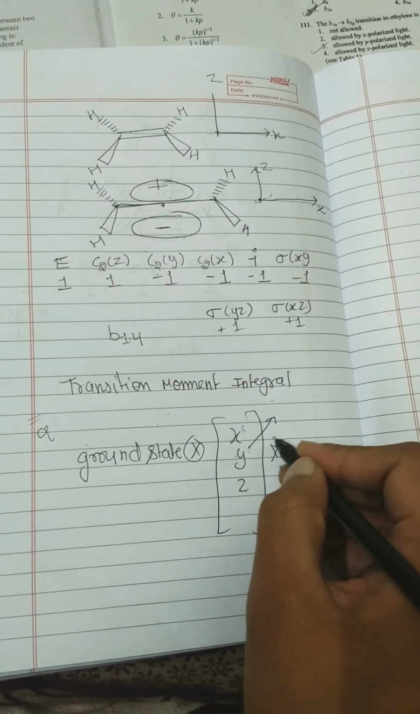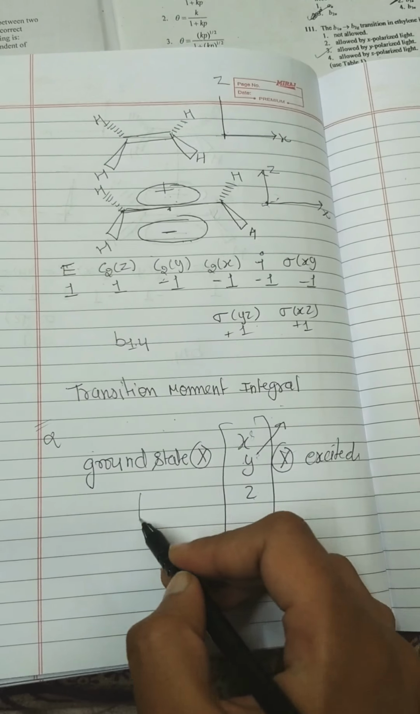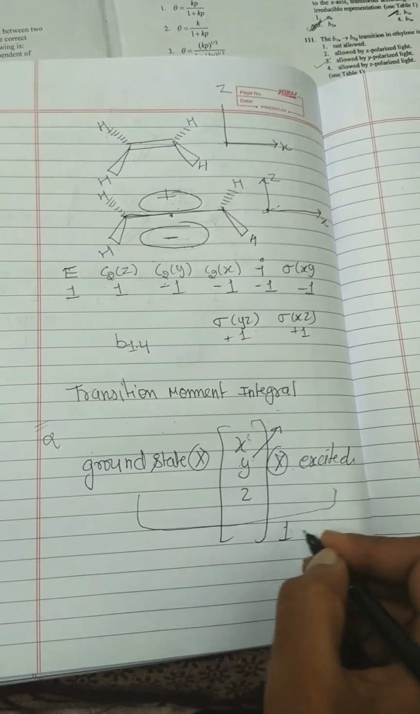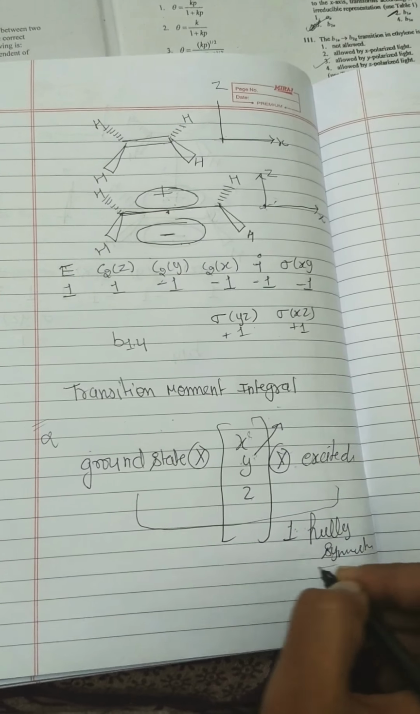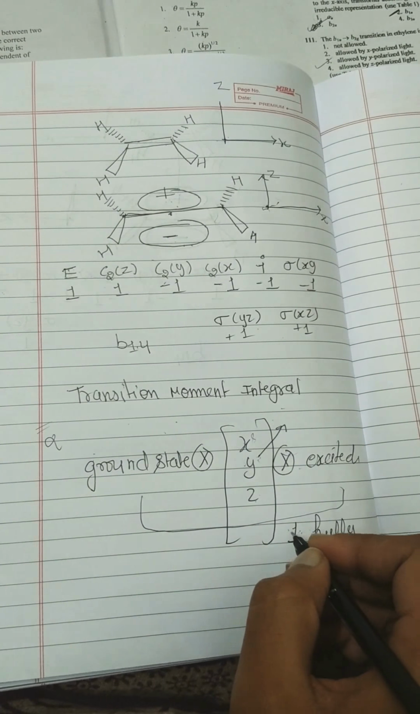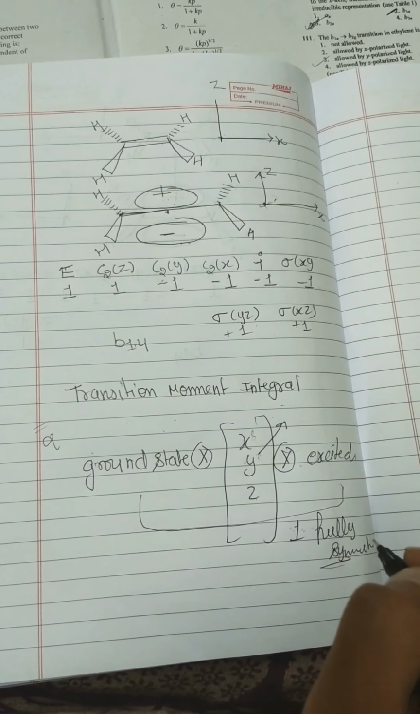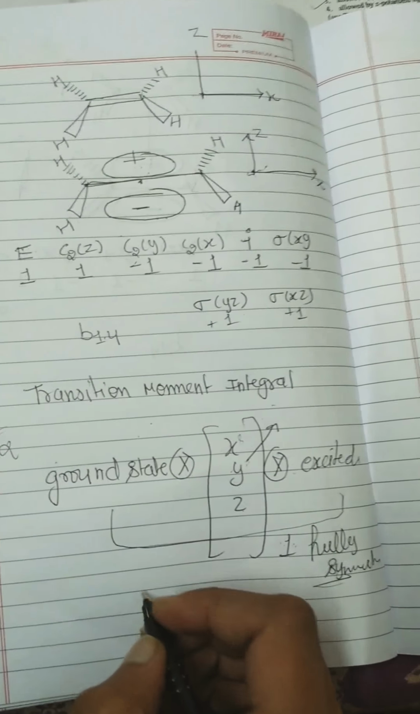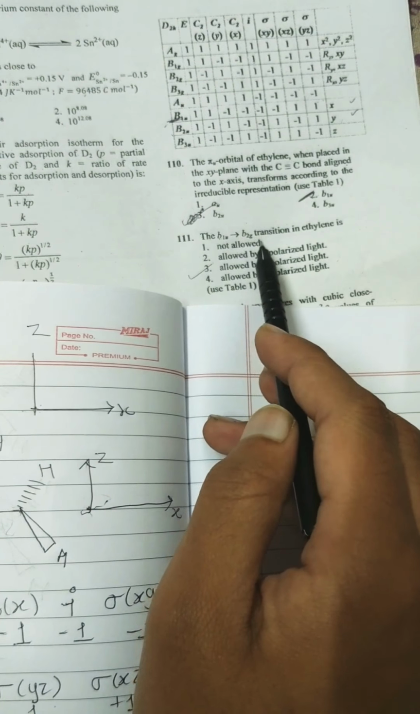Direct product with the excited state. So this total product should come out to have at least one fully symmetric irreducible representation. We have to check that we are getting at least one fully symmetric irreducible representation to make this transition allowed. So the transition, as given in the exam paper, was from B1U to B2G.